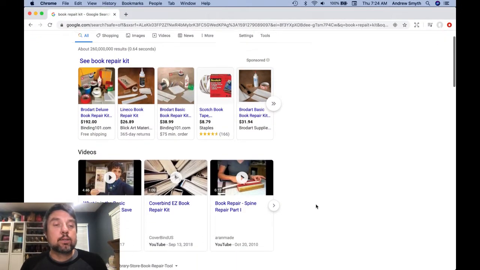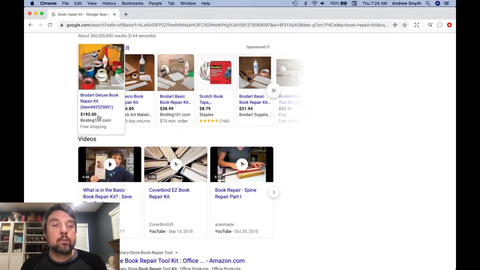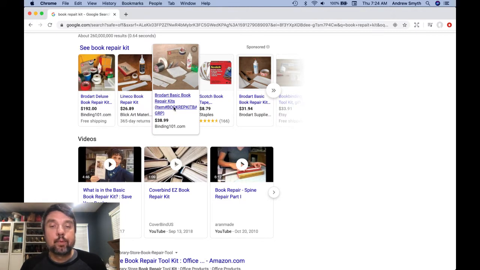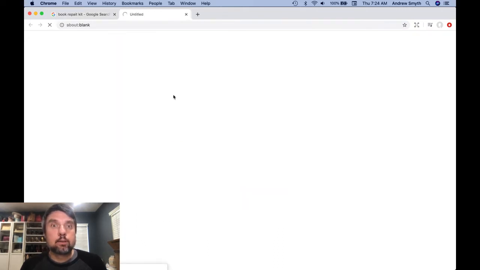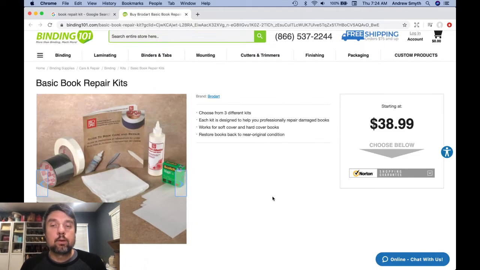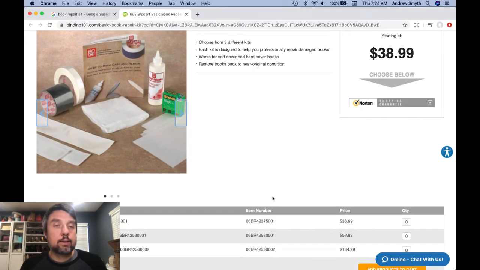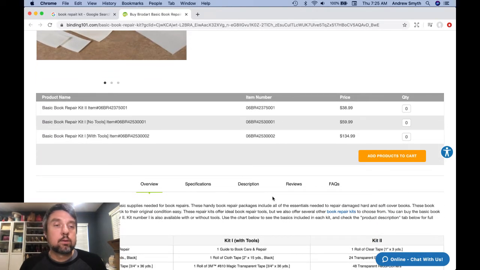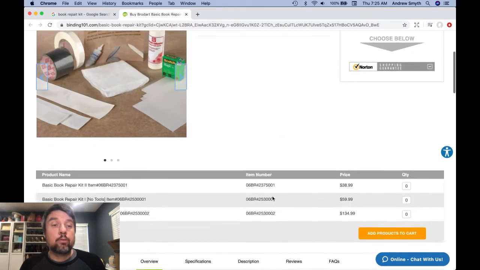You can definitely always find this stuff online. Here's a serious one here, I mean, $192. There's also this one, Blick Art Materials, Lineco Book Repair Kit. They probably have some sort of special glue and tape and whatnot. Here's another one, binding101.com. That looks interesting. I don't know what all this is. I guess they have some tapes and glues and whatnot. They even have a little guide. Oh, I see. If you want the tools, though, you've got to spend $134.